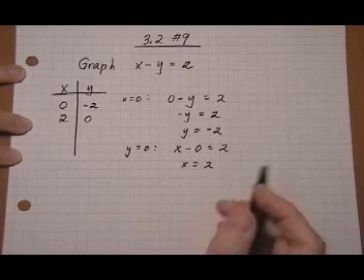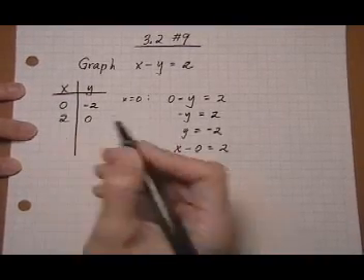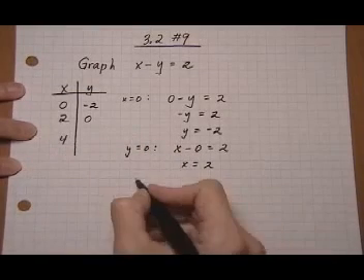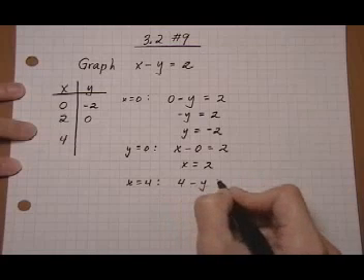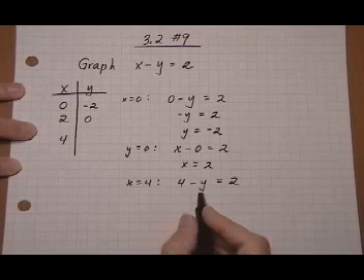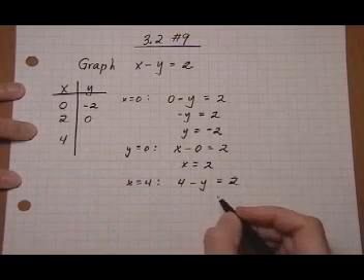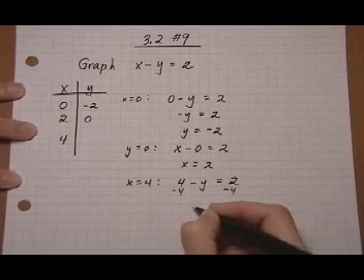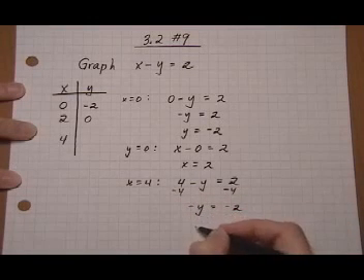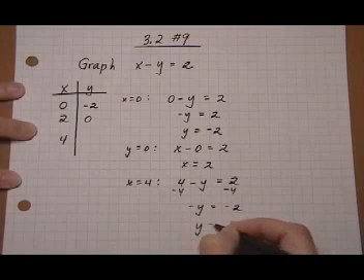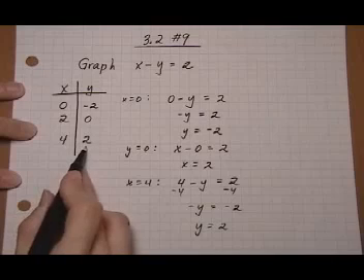But then we won't really know if we have the correct straight line, so we really should get a third point. And I'll just pick x is 4. How about that? X is 4. The equation becomes 4 take away y equals 2. So now we solve the linear equation for y, and that'll give us the y value that goes with x is 4. So take away 4 on both sides. We get negative y equals minus 2. Divide both sides by a negative, and we get y equals 2. When x is 4, y is 2.